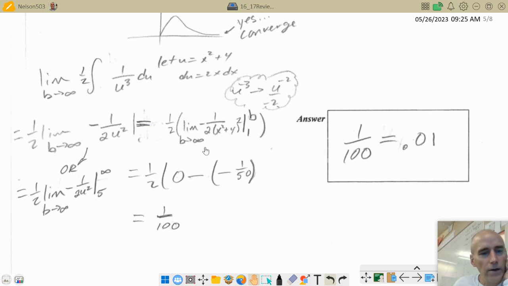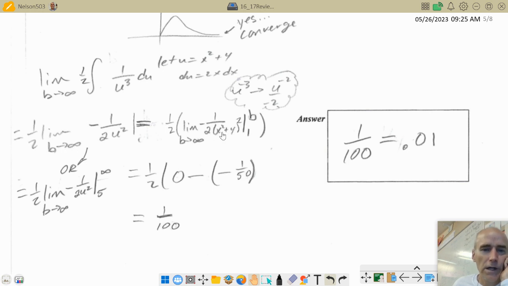Right here. I didn't really have my b plugged in somewhere, but you can imagine the limit as b goes to infinity. If b was sitting here, we're going to have something going to infinity down the denominator. So I get a 0. And then if I plug 1 in, I get 1 plus 4 is 5, and that's 25. 25 times 2 is 50. That's where the 50 comes from.